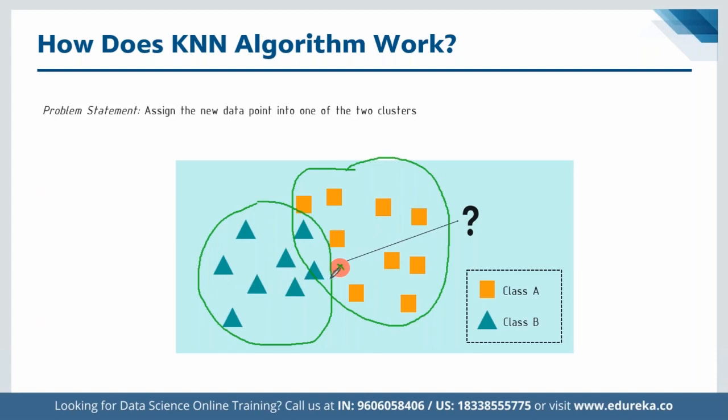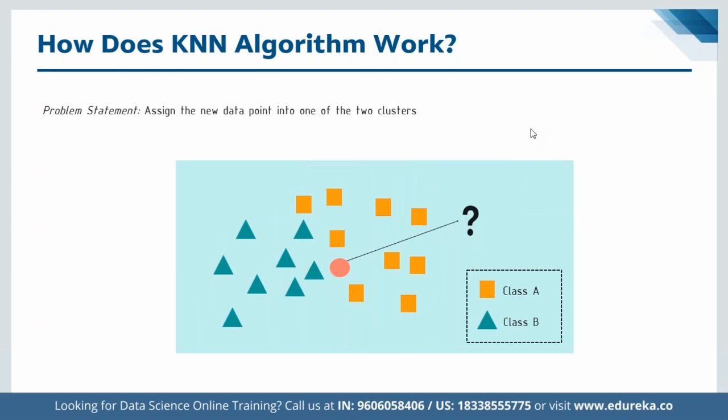So what you would do is start calculating the distance of this pink data point from every square or blue triangle data point. And then you will have to assume a particular K. Let's say K is 3, right? Which is, I'm looking at the nearest 3 data points.